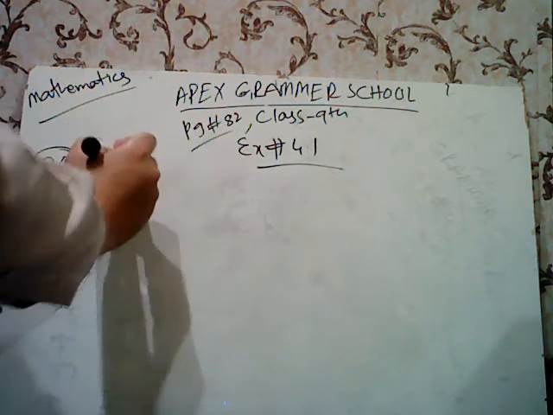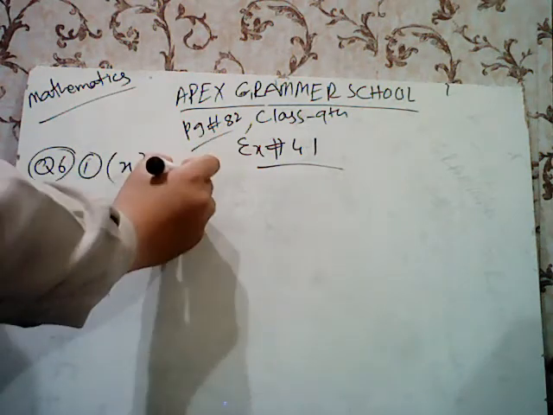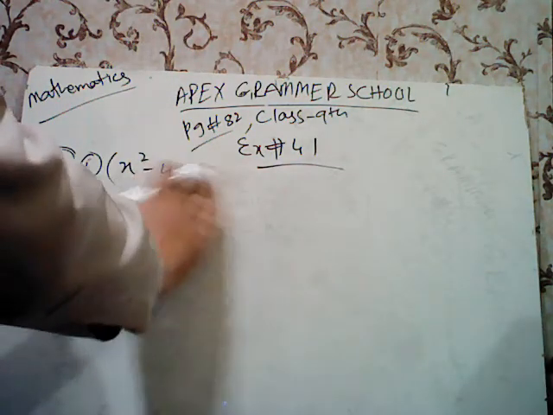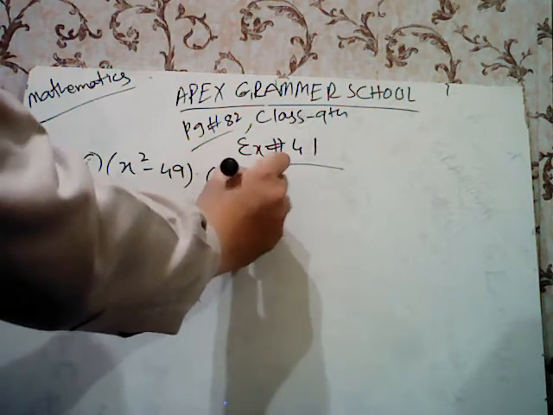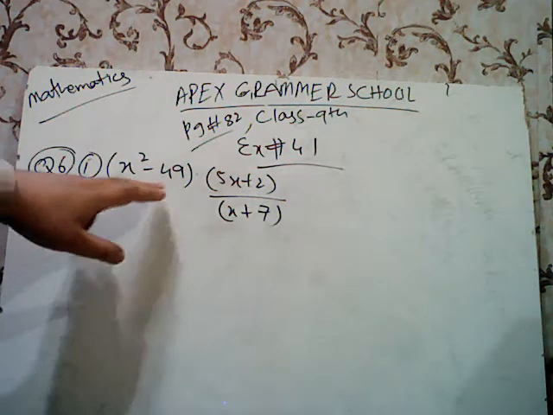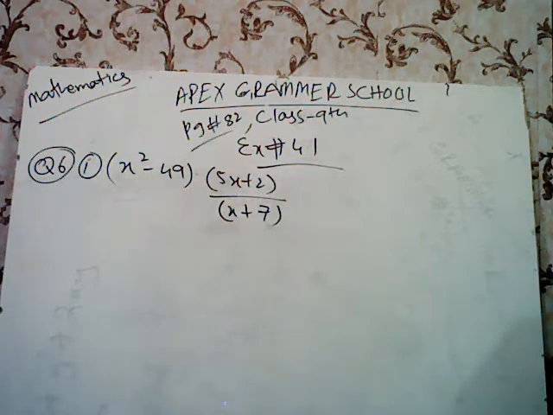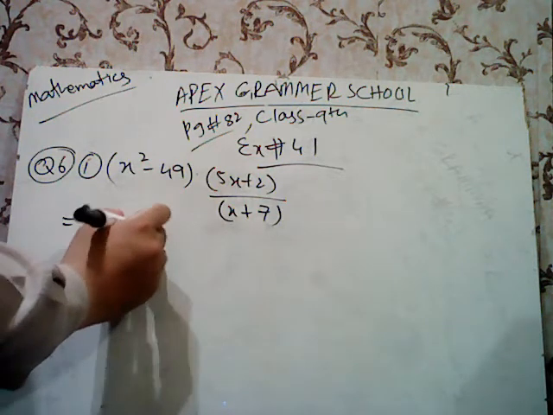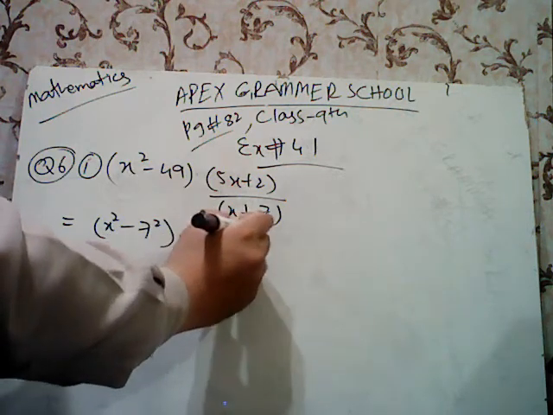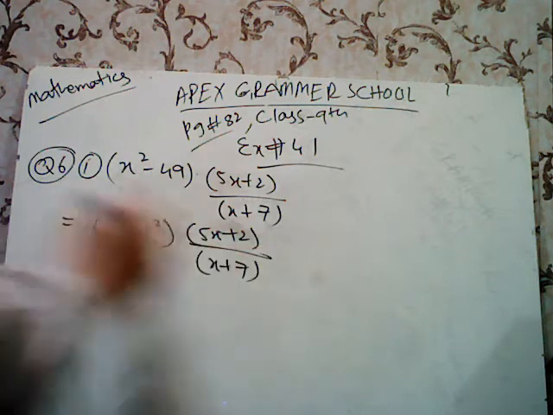The first part is (x square minus 49) multiplied by (5x plus 2) divided by (x plus 7). You know that this is going to be a formula, like a square minus b square, which is equal to a plus b into a minus b. So you can write simply as x square minus 7 square multiplied by (5x plus 2) divided by (x plus 7).